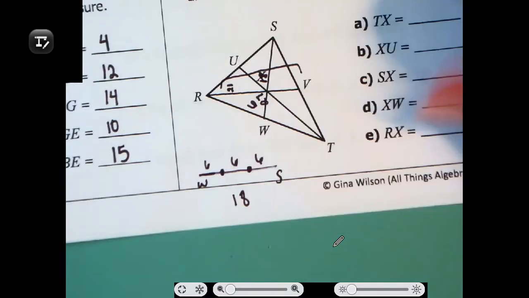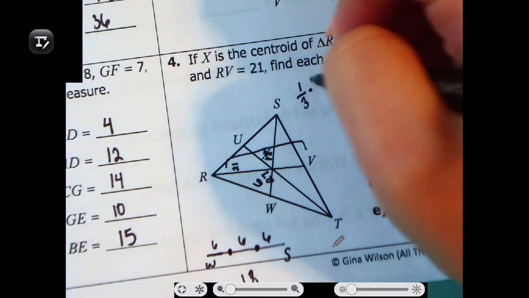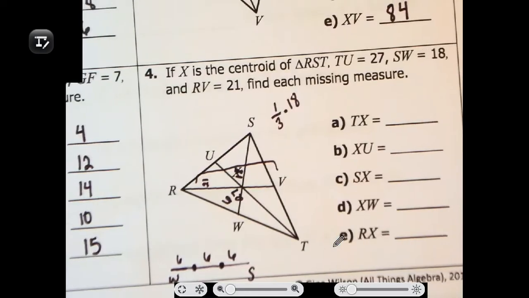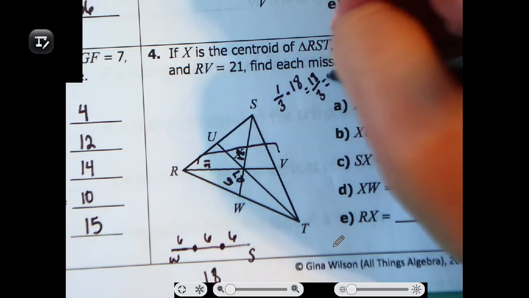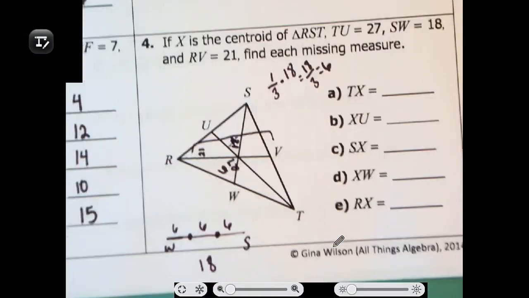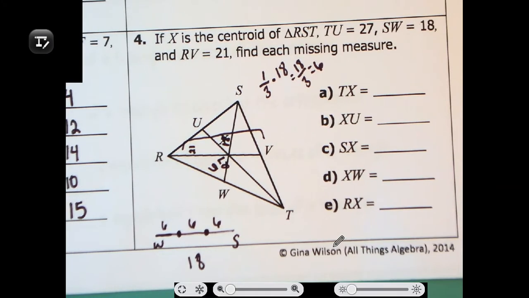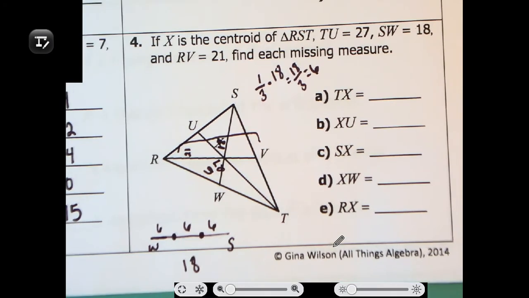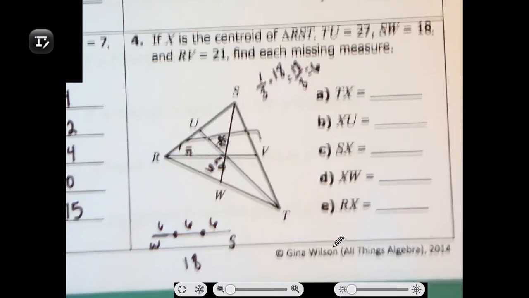You can also set that up like this. 1/3 times 18, which is really just 18 divided by 3, which is 6. Okay, so just 2 different ways to get it. So really what I just think of, when you have the whole entire median, you can divide it by 3, and that's going to give you the shorter part. Okay, so let's apply that again with some of the other medians. I just happened to pick SW first.